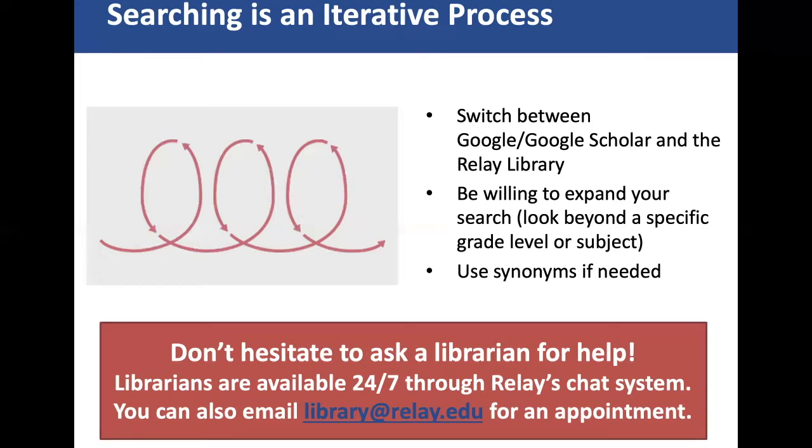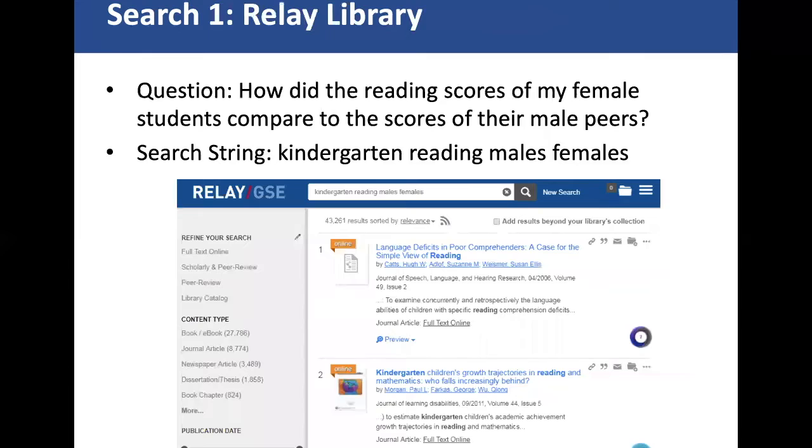In the same vein, try using synonyms if needed. So, for example, you could use grit or you could use perseverance. And finally, if you get stuck, don't hesitate to ask a librarian for help. There are librarians available 24/7 through Relay's chat system, and you can access that at the bottom of the library search page. So, what does being flexible in your search look like in practice?